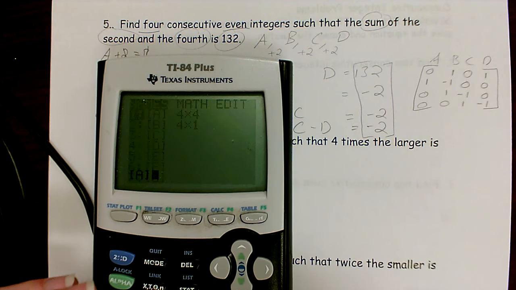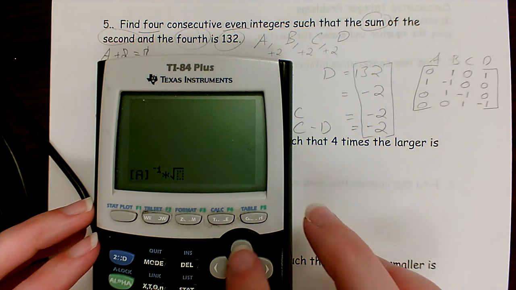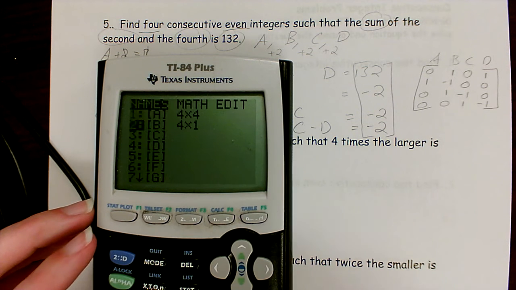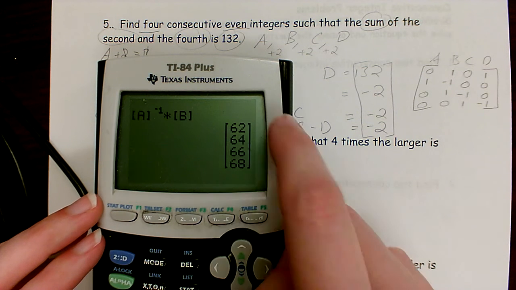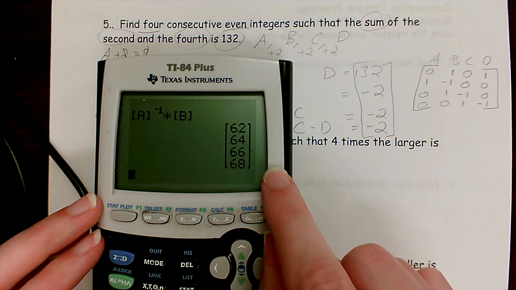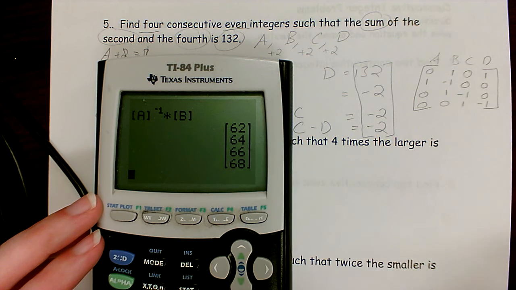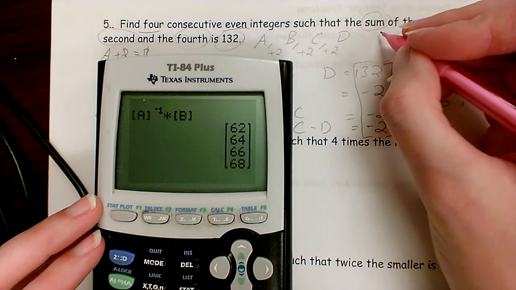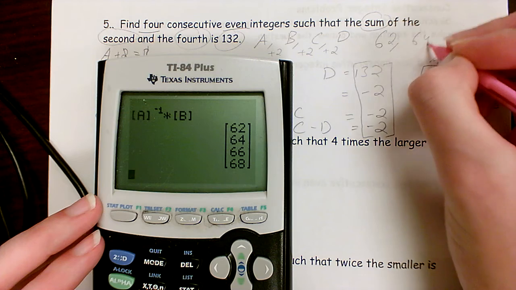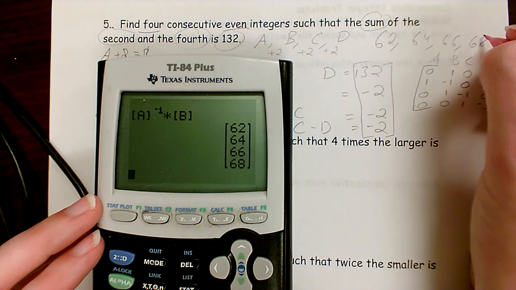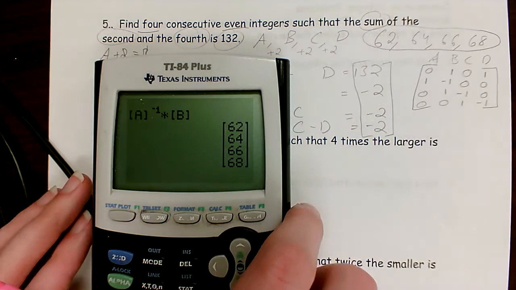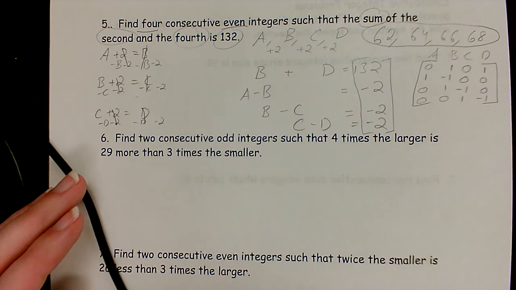Alright. Inverse of matrix A times matrix B. 62, 64, 66, and 68 are the right answers. So all the way over here, I'm going to do 62, 64, 66, and 68. If you have questions, stop the video, shoot me an email.